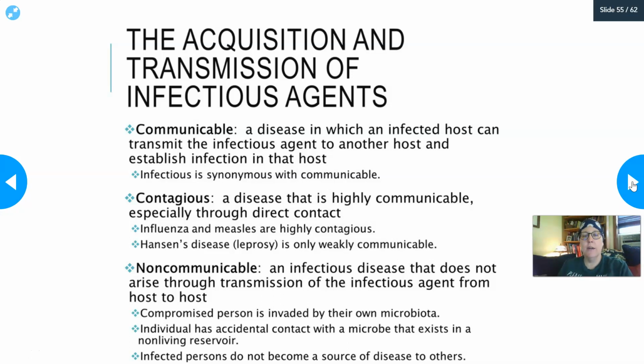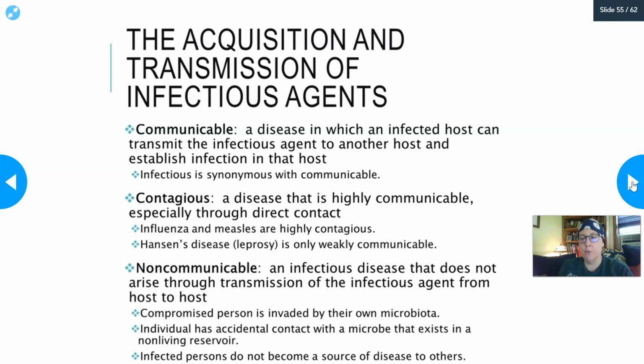A disease that's contagious is a disease that is highly communicable, especially through direct contact. So again, influenza and measles are communicable, but they are highly contagious, so they're very easy to spread. Hansen's disease or leprosy is only weakly communicable, so you have to actually have physical touch with infected parts of the person in order for it to spread.